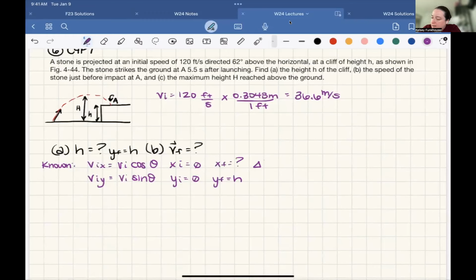The acceleration in the x direction is 0. Acceleration in the y direction is negative g, and then the time is 5.5 seconds. Okay.